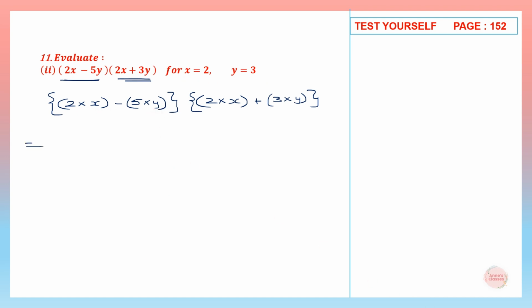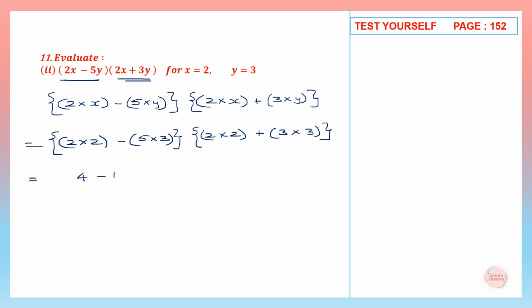So this is going to be 2 into x is 2 minus 5 into y is 3. So this is the first part. Then we multiply this with 2 into x is 2 plus 3 into y is 3. Now let's work this out. So 2 2s are 4 minus 5 3s are 15. So this is the first part into 2 2s are 4 plus 3 3s are 9.